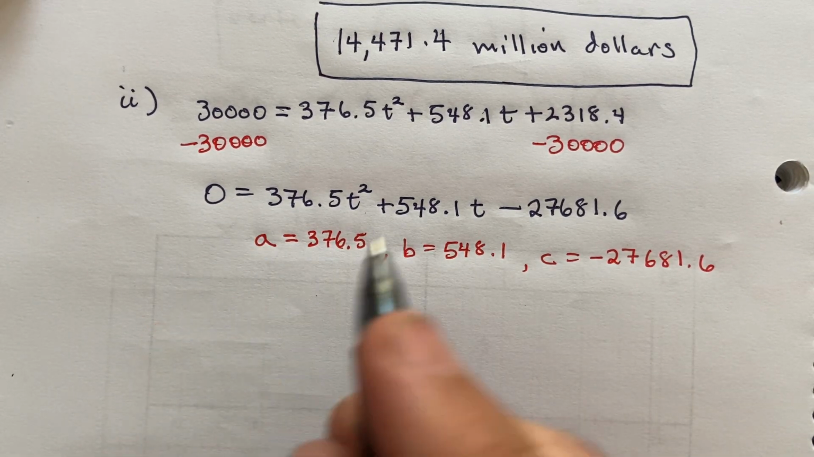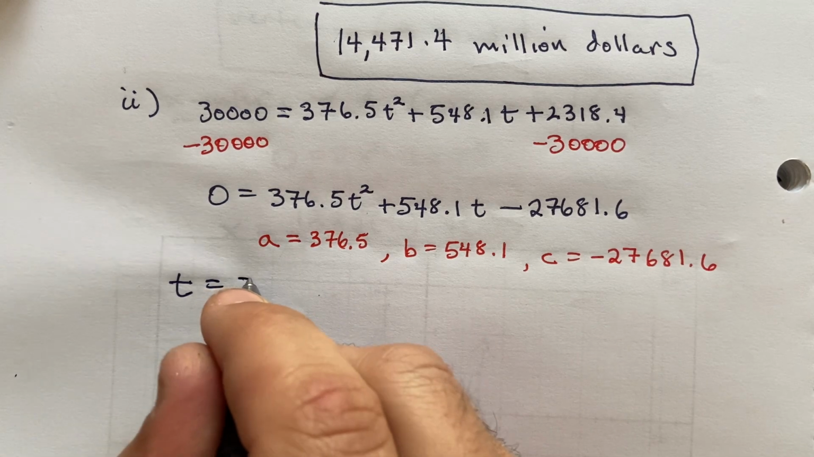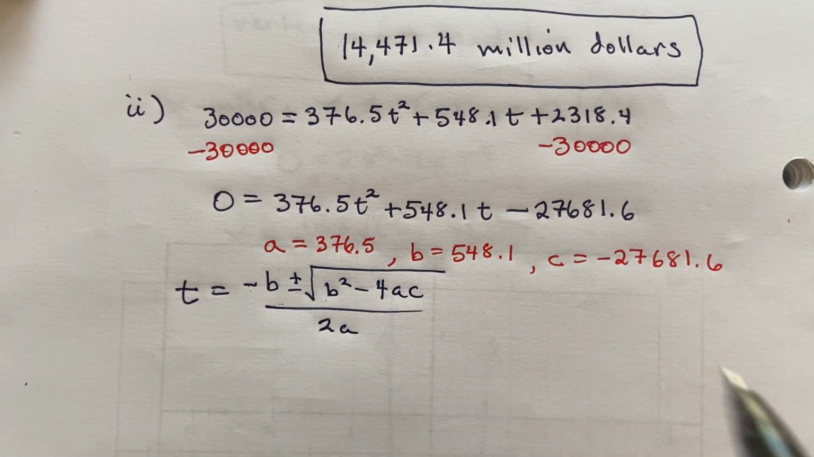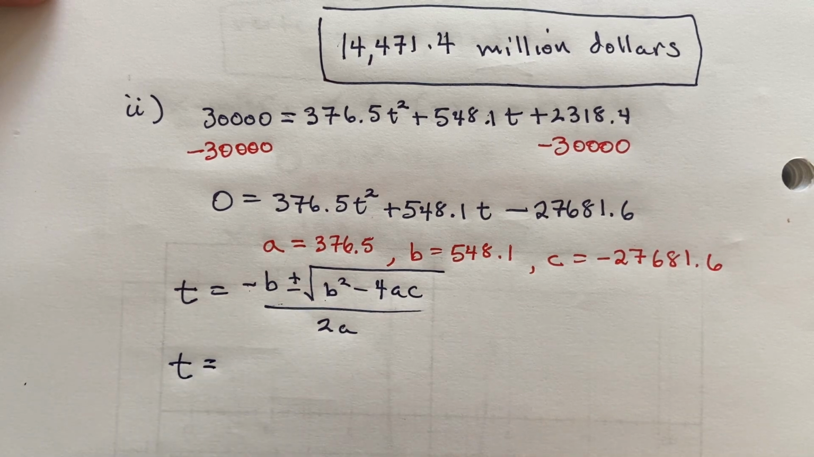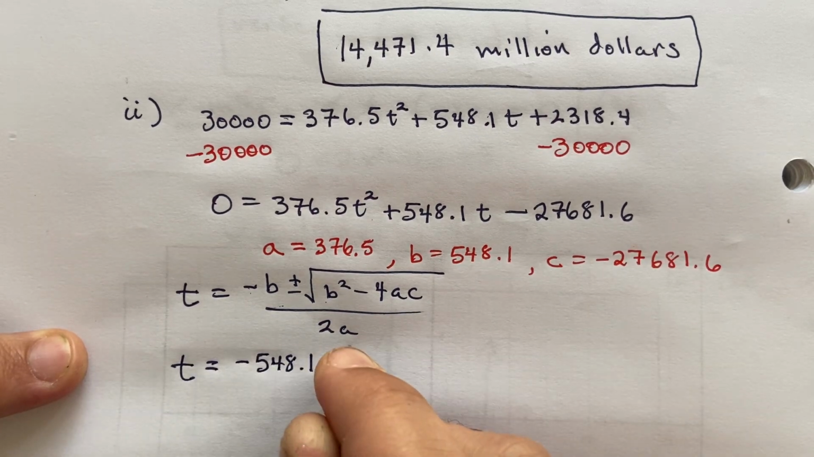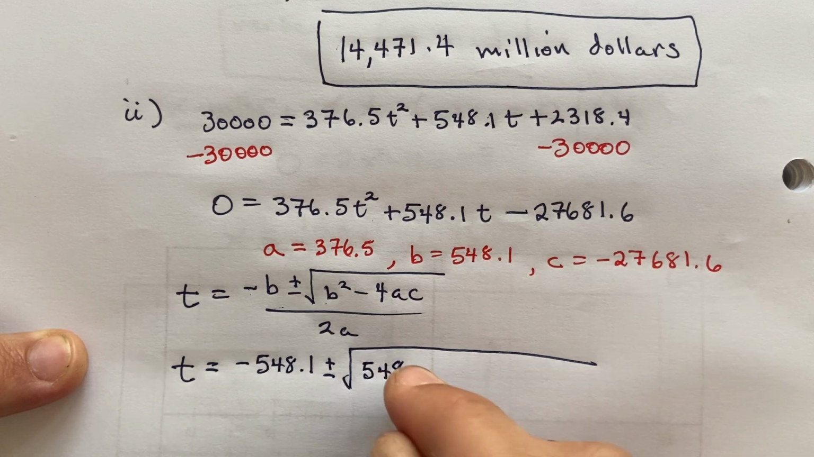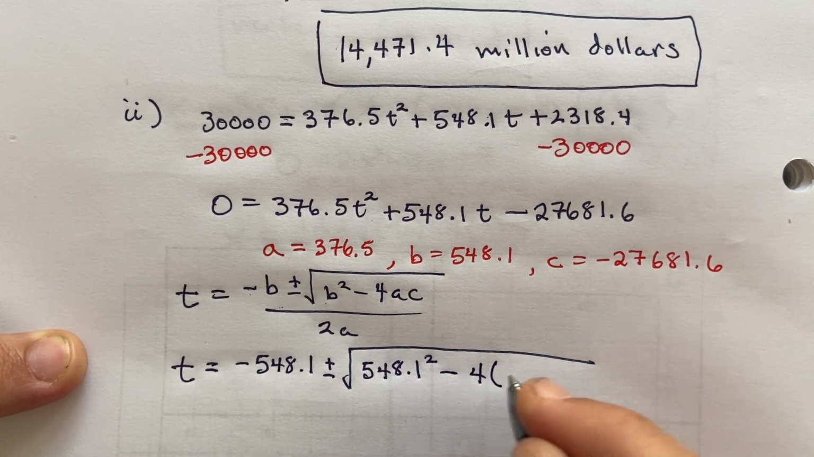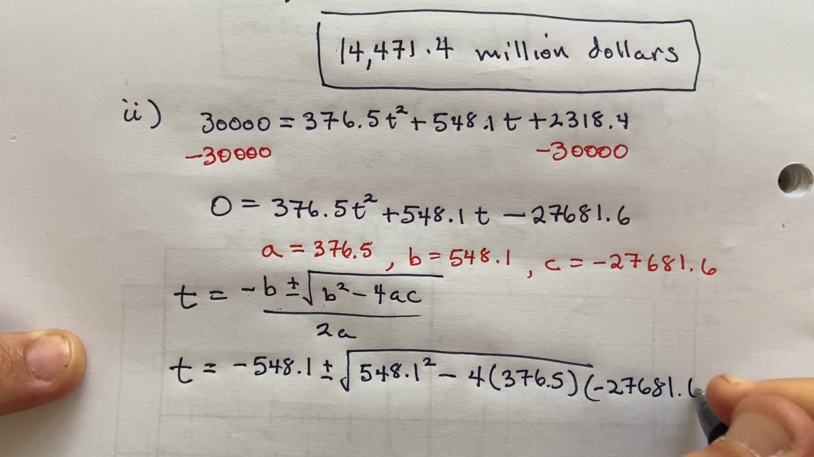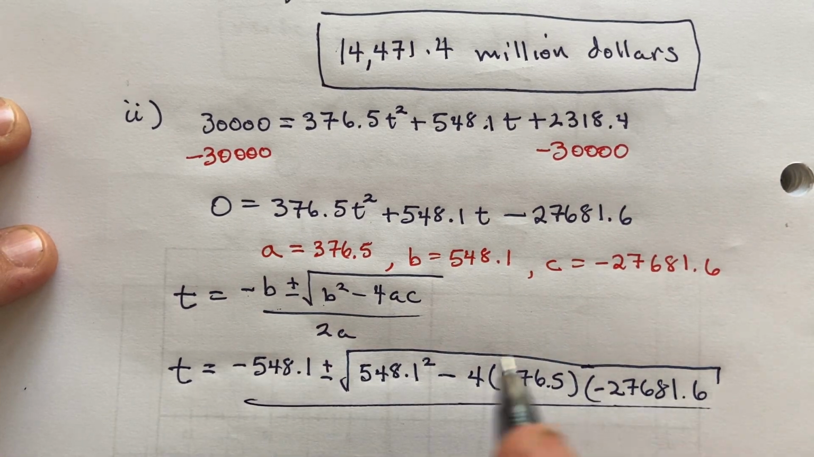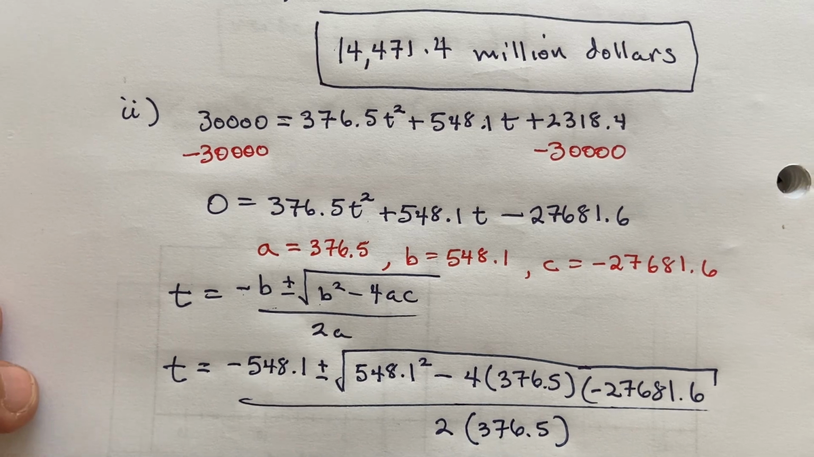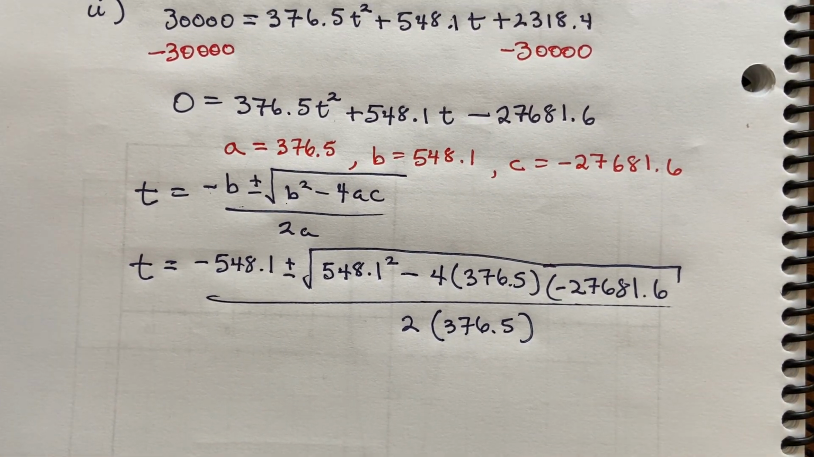So keep in mind our formula was t equals opposite of B plus and minus the square root of B squared minus 4 times A times C all over 2 times A. So t would equal opposite of 548.1 plus and minus the square root of 548.1 squared minus 4 times 376.5 times negative 27,681.6 all over 2 times 376.5. So more complicated numbers this time, but same principle.